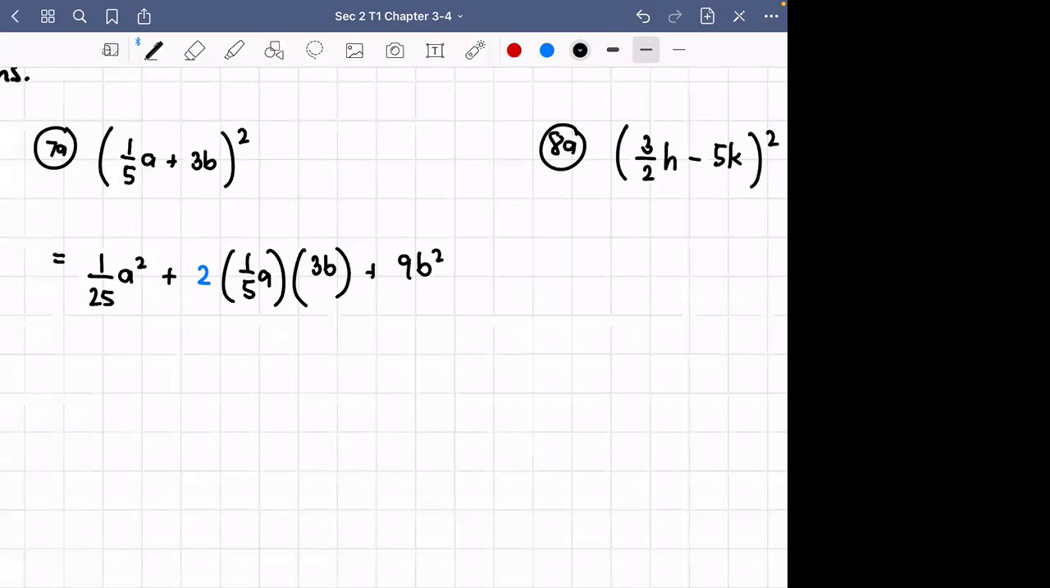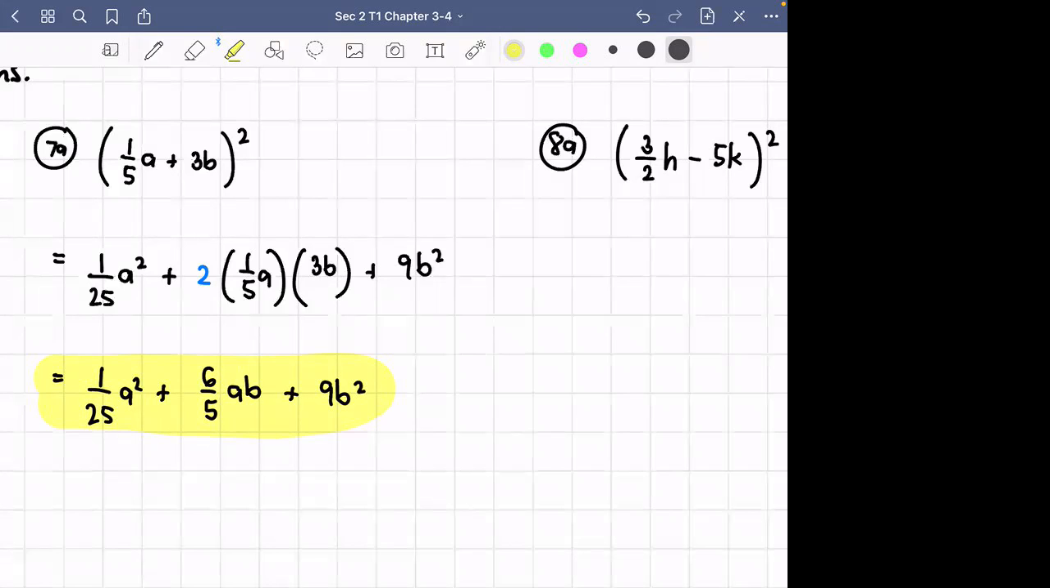So this is equal to 1 over 25 a squared, plus 2 times 1/5 times 3 gives you 6 over 5 ab, and then plus 9b squared. So this is your answer. That's it.